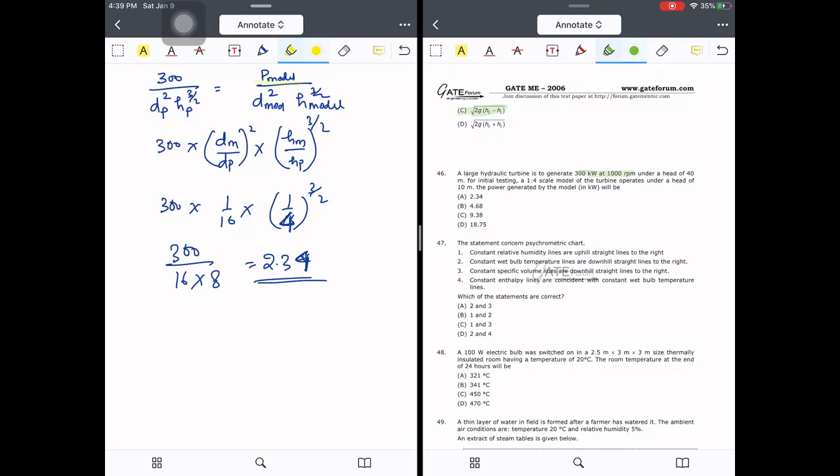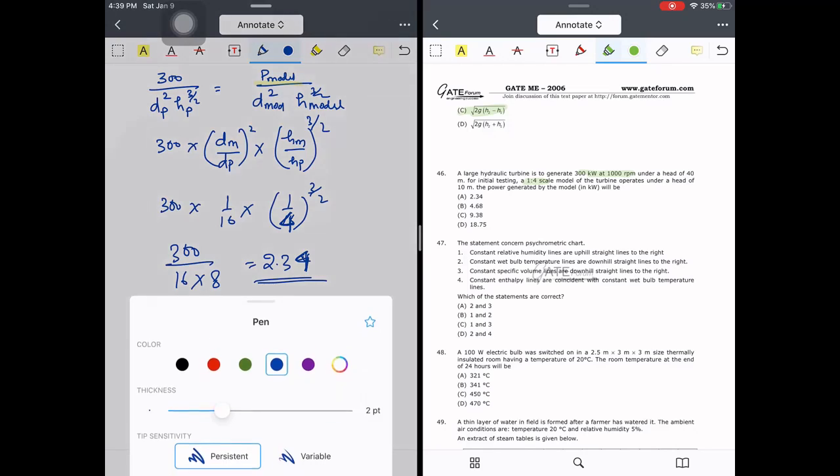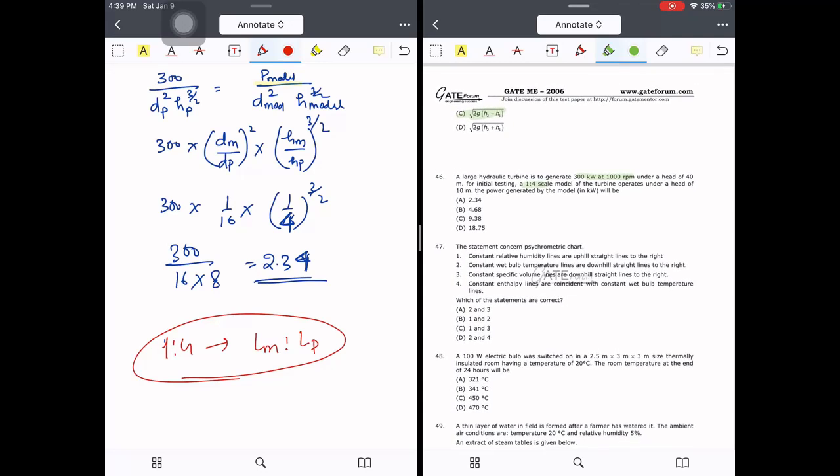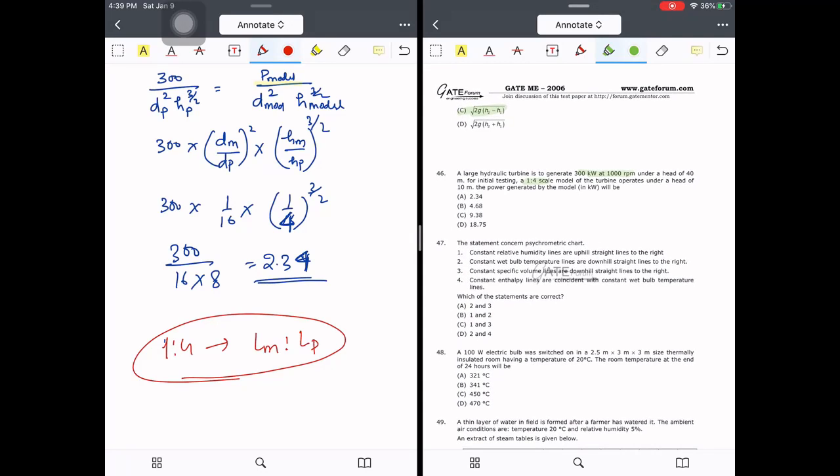300 divided by d of the prototype square into h_p to the power 3 by 2 is equal to P of the model divided by d square of model into h to the power 3 by 2 of the model. Just put it. And I think they have mentioned scale. So always remember, whenever you find the expression 1 is to 4 scale, it actually means length of the model divided by length of the prototype. Okay, so that means d_m by d_p is equal to 1 is to 4 square, h_m by h_p is equal to, I think they have given head, under the head of this. So what do we need to calculate? Power, right?